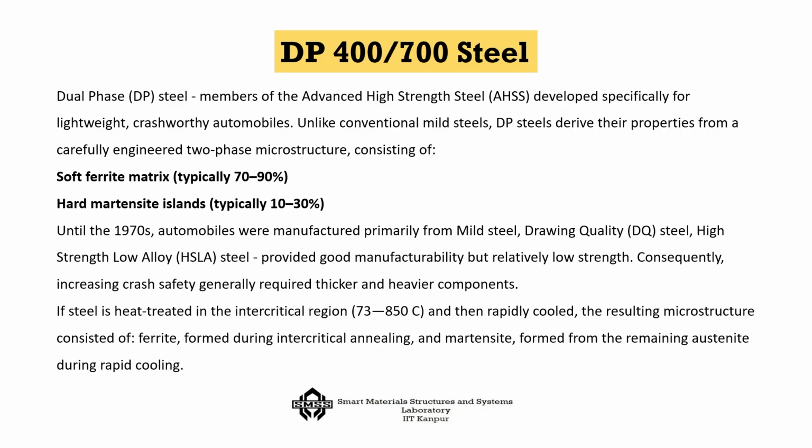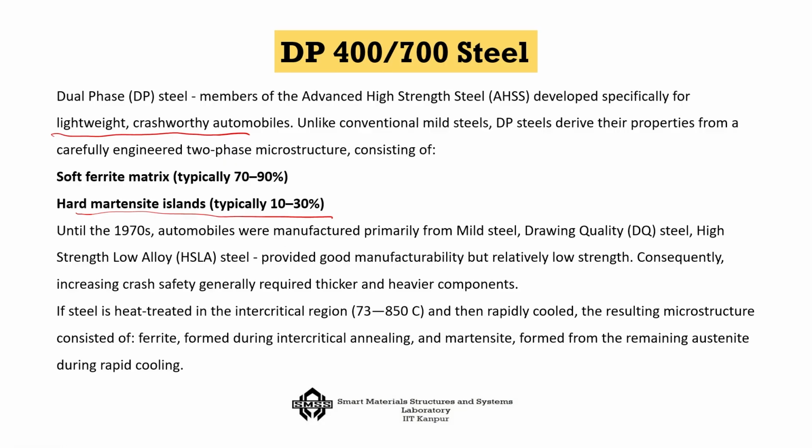Now, I will talk about some very recent steel elements that are used highly in the cases of automobile design. So, one of them is DP 400 and DP 700 steel. DP has these two, 400 MPa strength and 700 MPa strength of steel. Now, DP indicates actually dual phase. Okay. So, these are specifically good for lightweight crash-worthy automobiles. In the dual phase, what are the phases it has? Soft ferrite matrix, typically 70 to 90%, and hard martensite island in it, that is typically 10 to 30%.